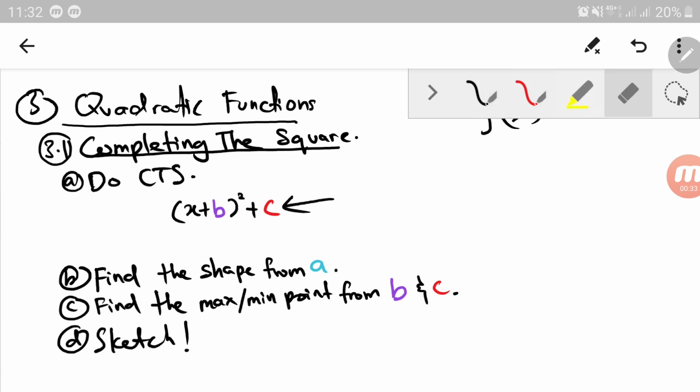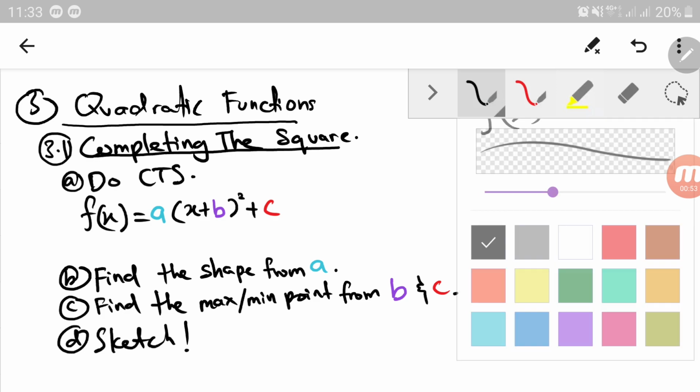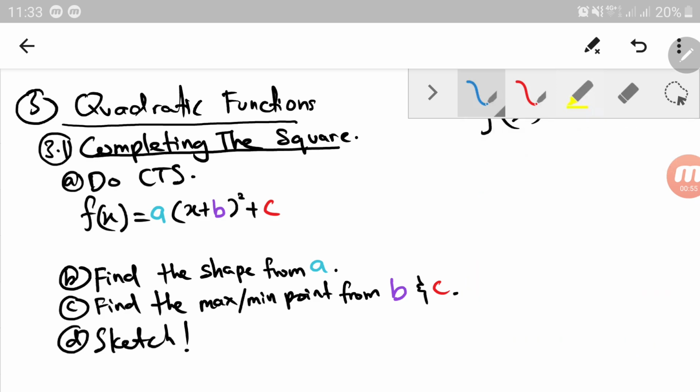f(x) equals a(x plus b) squared plus c. So this is the general form, the form for completing the square. Next we find the shape from a, the number in front of the bracket.